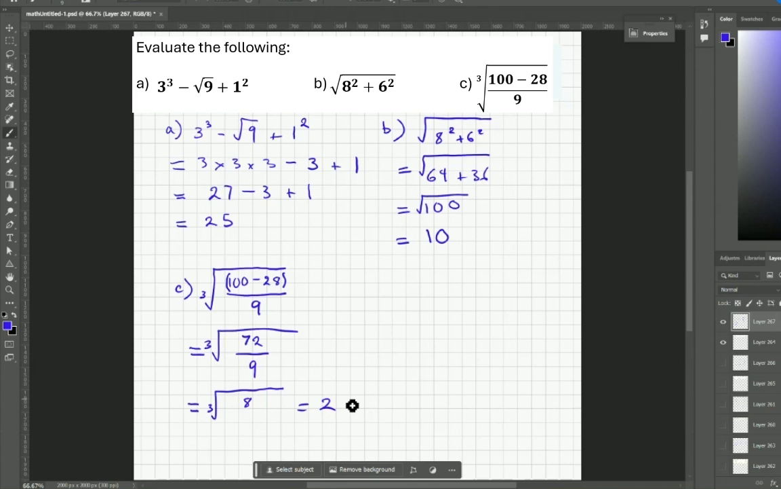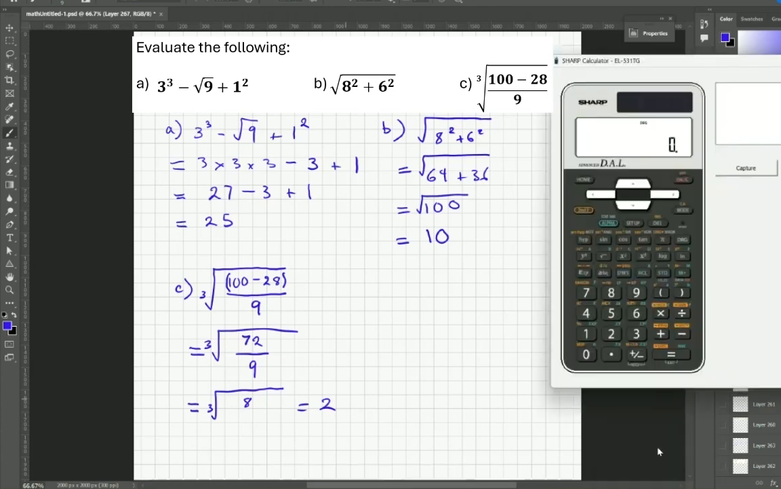Right. Again, this whole time you could have used your calculator to check. So we could have done 100 minus 28, it equals 72, divide that by 9, get our 8, and then we could do the cube root of 8 and get 2.